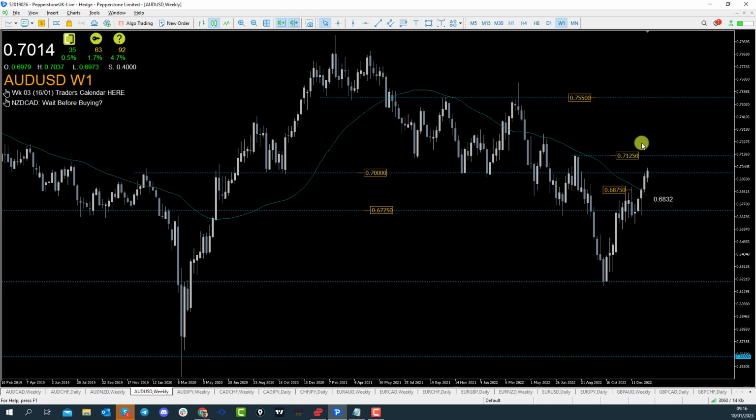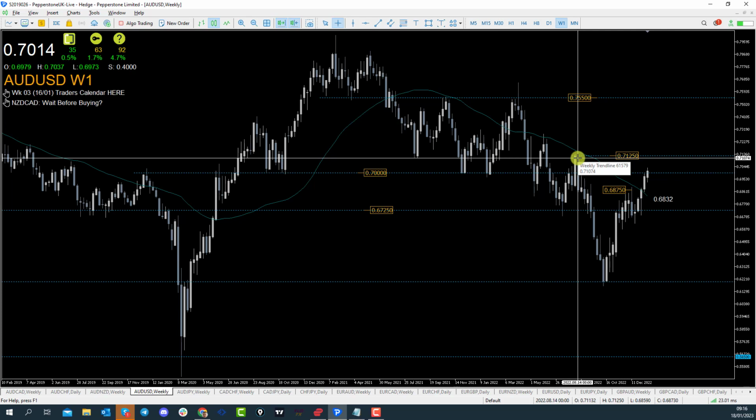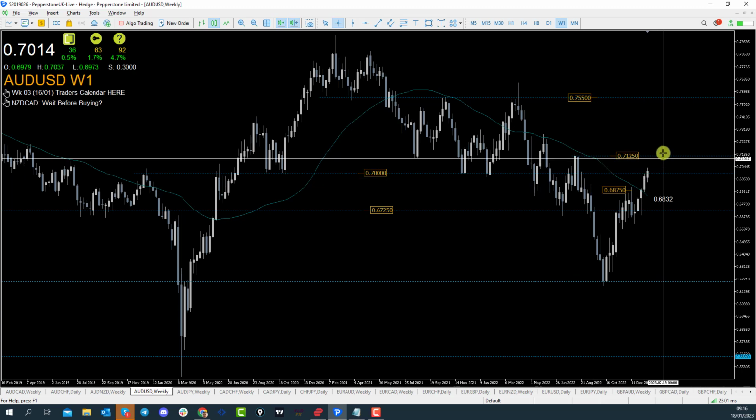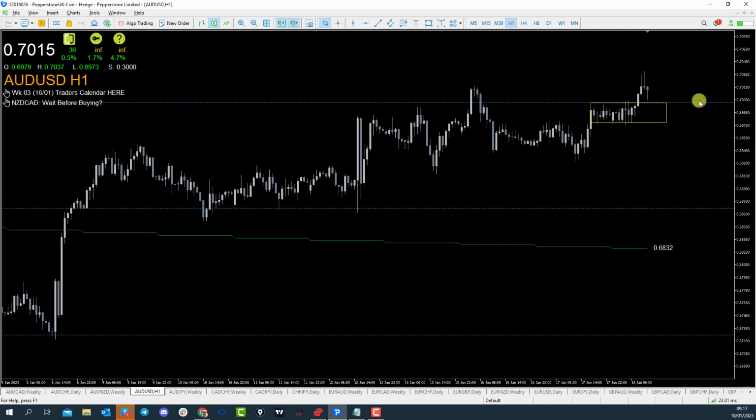However, it looks to me like we're going to extend up towards the 0.7125 highs, which were formed back in August of 2022. So that's the area I'm looking to target with any kind of price movement at the moment. Now, you can see here we're breaking through that level. If I go down to a lower time frame, you can see on the hourly, we've traded through the highs here and now we're starting to pull back.